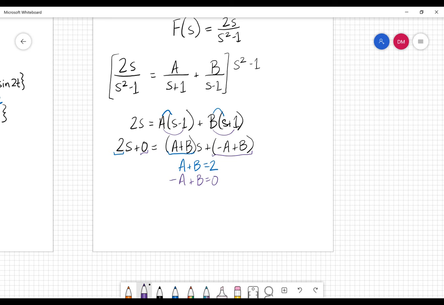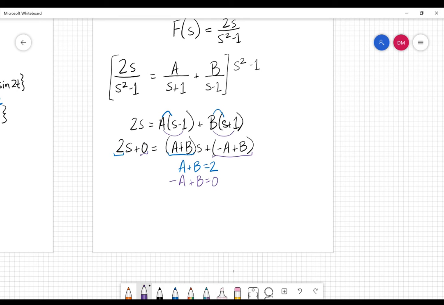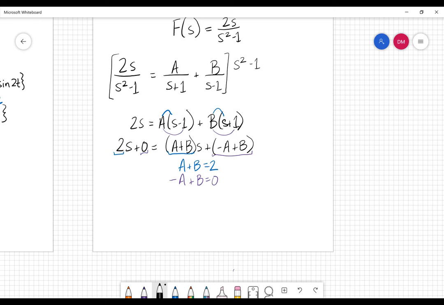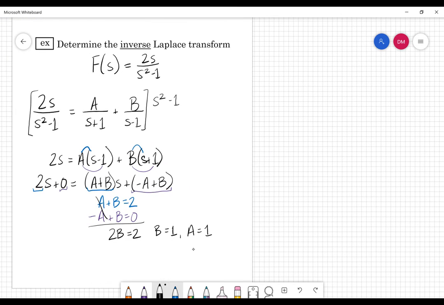The reason why I chose to go this route and solve a system is because this is a pretty easy system to solve. I can just add my two equations together, eliminate the A's, and get 2B is equal to 2, which means that B has to be equal to 1. And if A plus B is equal to 2, then A is also equal to 1. So bringing it back to my capital F function of s, I can rewrite this as 1 over s plus 1 plus 1 over s minus 1.